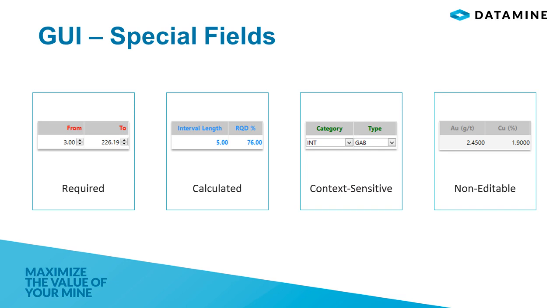So it's going to be very clear to the user what fields they absolutely need to input data into, what fields have special behavior, for example, the context sensitive, and then what fields they can't touch. It's calculated or it's only populated through a lab import.